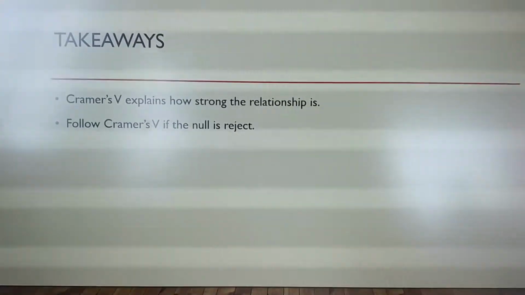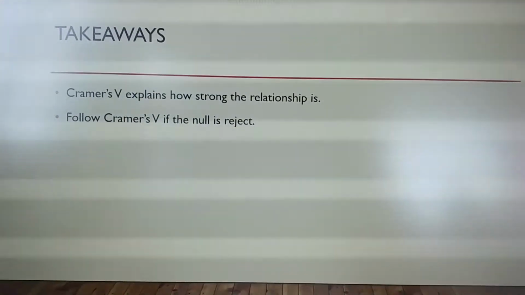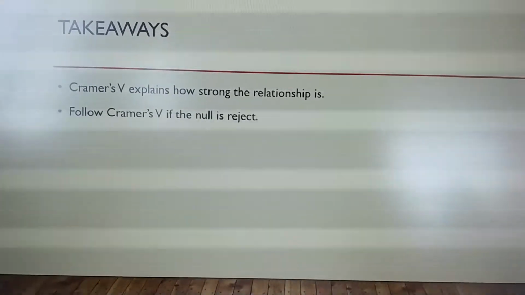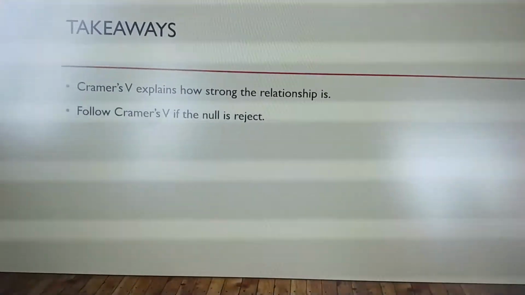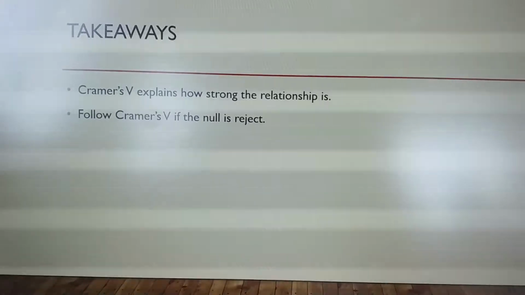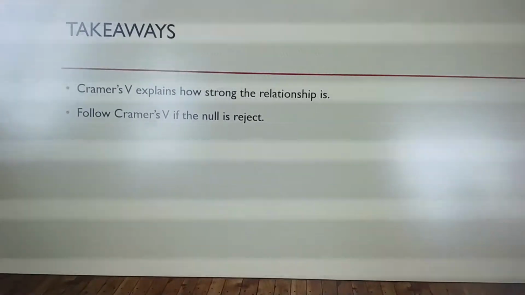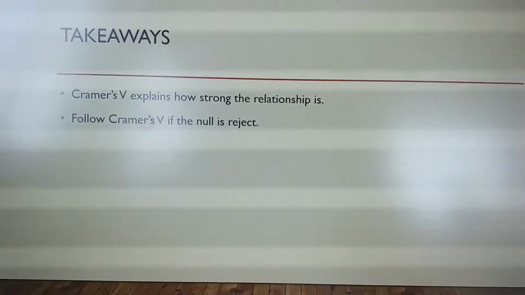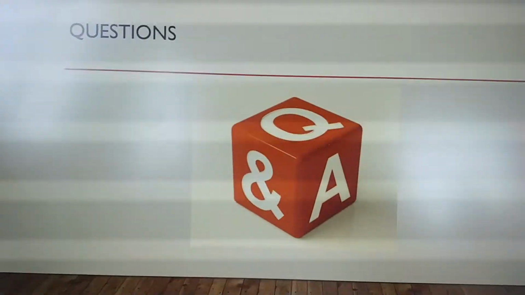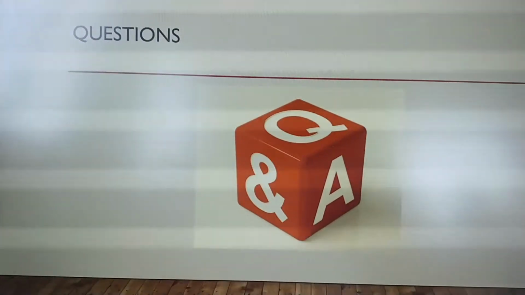The takeaways that I have for you guys is that, based on reference, V explains how strong the relationship is, following the test when the null is rejected. This is basically all I have for you guys to take away, and those are the important facts that I believe.